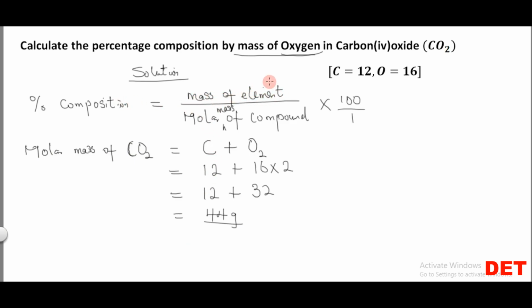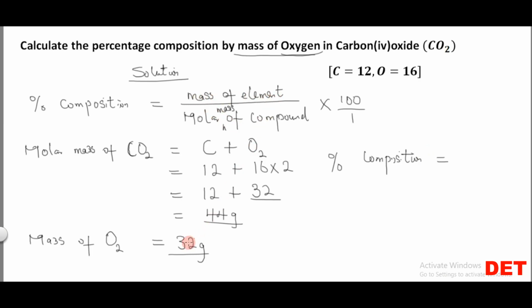Then the next thing is to look for the mass of the element. The element in concern here is oxygen, because we're asked to calculate the percentage composition by mass of oxygen. So the mass of oxygen in this compound, O2, is 32 grams. This is the oxygen, 16 times 2, and that gives us 32 grams.